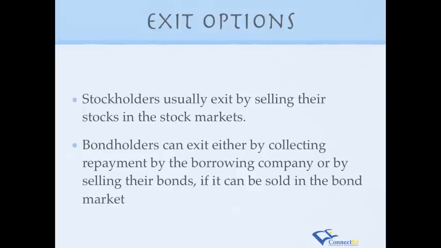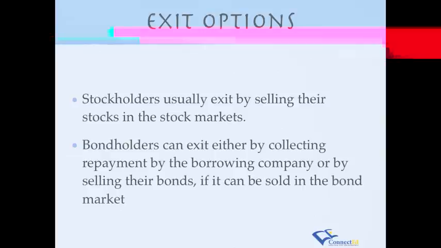So how does an investor exit from his investment? Stockholders usually exit by selling their stocks in the stock markets. As I mentioned before, occasionally there can be buyback of stocks by the company itself. Bondholders can exit either by collecting the repayment made by the borrowing company or by selling their bonds, if the bonds can be sold in a bond market.